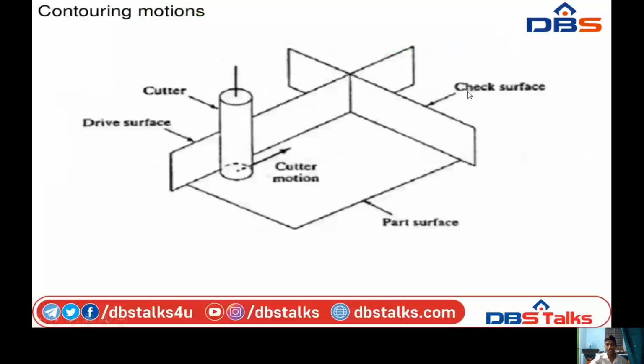Next, check surface. Check surface is used to stop the forward motion of the machine tool. That means check surface acts like a barrier. It acts like a barrier to stop the forward motion of the machine tool.